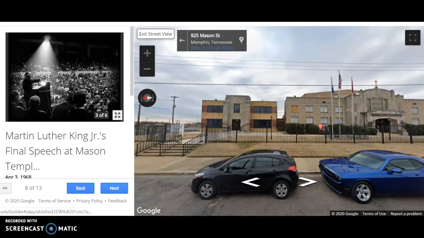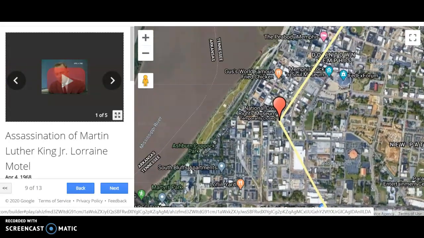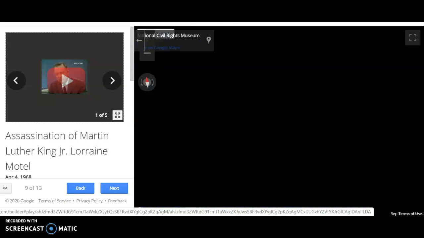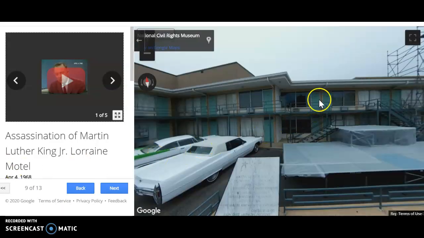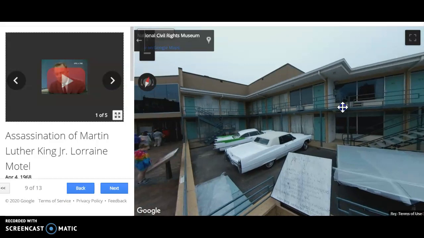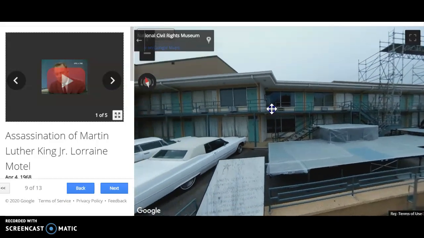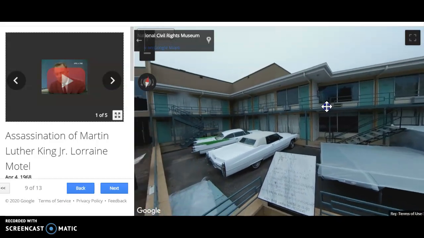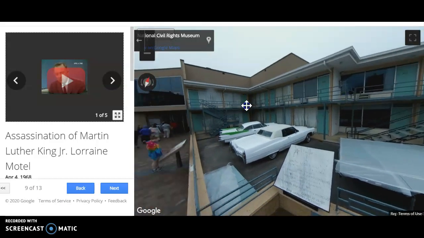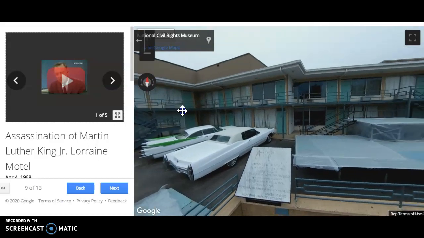He went back to his motel that he was staying at in Memphis. Here is his motel. You can go there today. It's actually a museum, but this is where he was staying. This motel was where African Americans could stay. In the South, if you were traveling and you needed somewhere to stay and you were not white, you could not stay at a white motel. And so this was where he stayed.